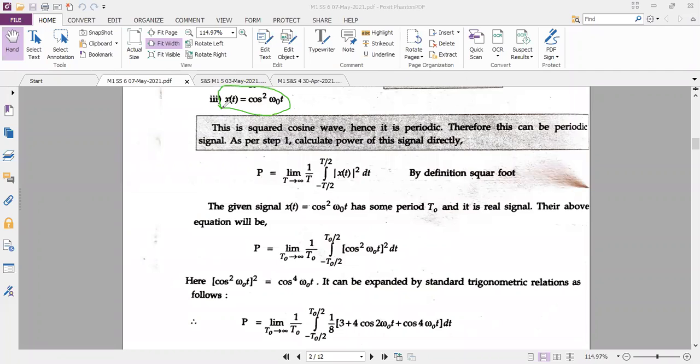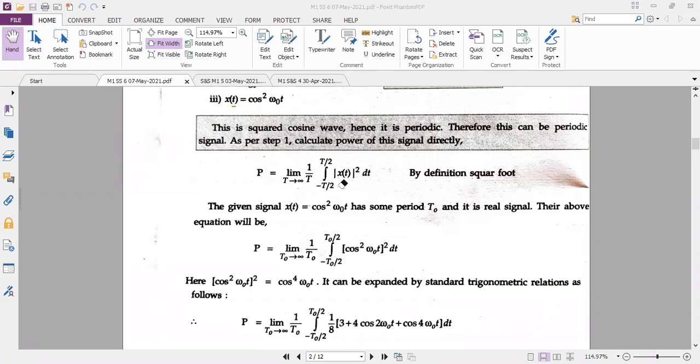If it is periodic, then do we need to calculate energy or power? Power, ma'am. Power, very good. Since it is a continuous time signal, you know why it is continuous? Because it is x of t, okay? So I need to use the formula of power for a continuous time signal. So write down the formula of power. Limit T tends to infinity, 1 by T multiplied with the integral. The original formula is the integral from minus T by 2 to plus T by 2 of the magnitude of x of t, the whole square. So write the formula for power for a CT signal.